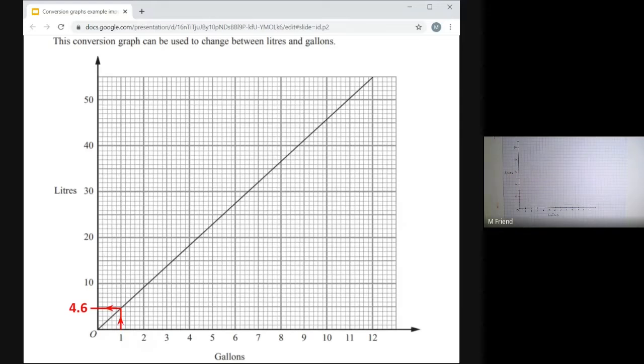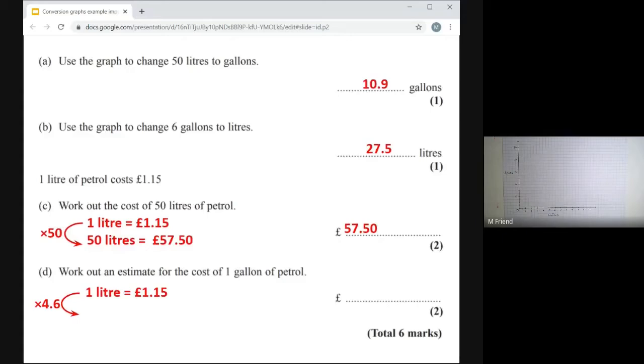But I'm going to use that. That's good enough. The question did say estimate, and in fact, that's why it says estimate, is because it's very difficult to be exact when you're reading a graph. So let's say 1 gallon is 4.6. So I know then if I buy 4.6 litres of petrol, that's the same as buying a gallon. So if I times this by 4.6, I get £5.29.